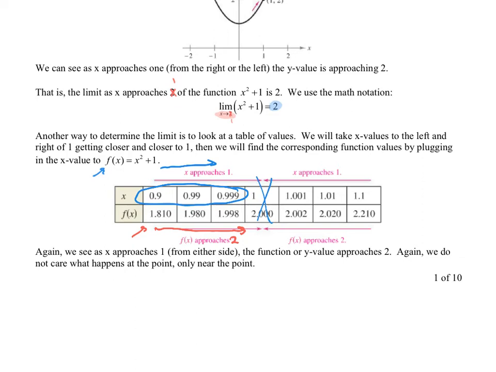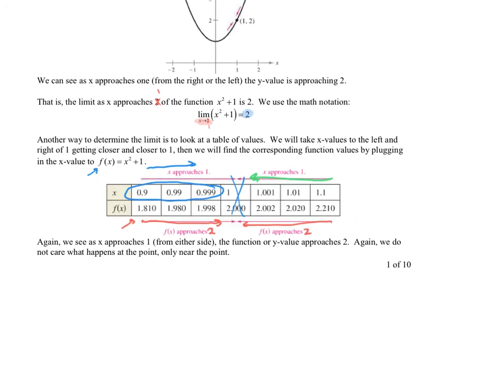Let's look from the right-hand side. I start with 1.1, then 1.01, then 1.001. Notice I'm getting closer and closer to the value 1. And my y values, which would be 2.21, 2.02, 2.002, are getting closer and closer to the number 2. So as I approach 1 from the left, my y value is approaching 2. As I approach x equals 1 from the right, my y value is approaching 2. And because it's the same from both sides, we are able to say the limit is 2.